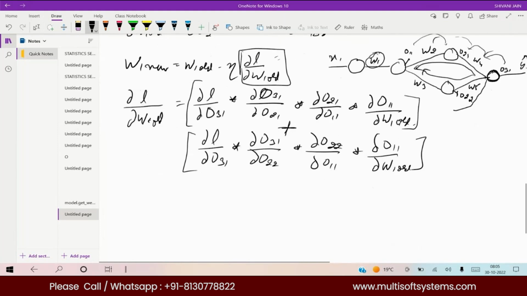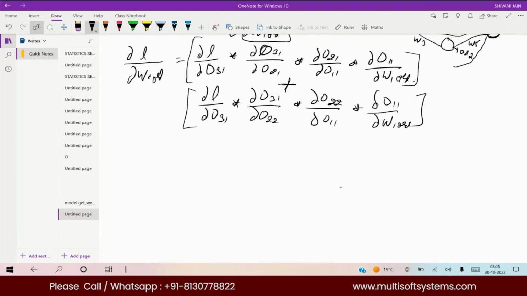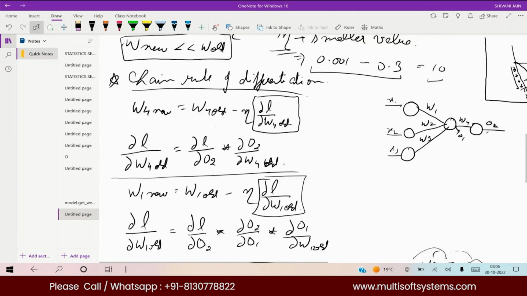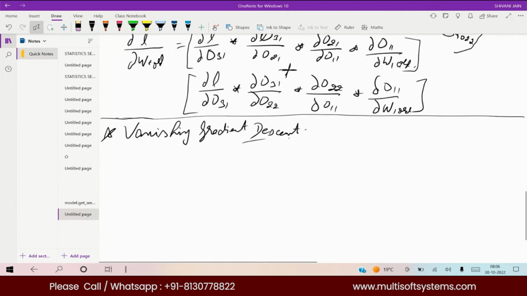Now a very important concept we are going to discuss, which will definitely come up in interviews: vanishing gradient descent. This problem was so major that in 2001, 2002, scientists stopped working on neural networks.